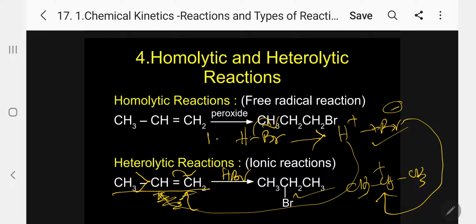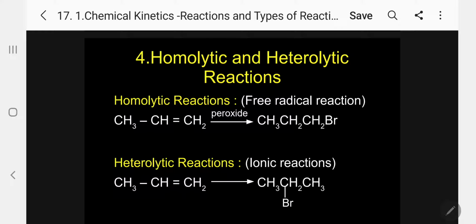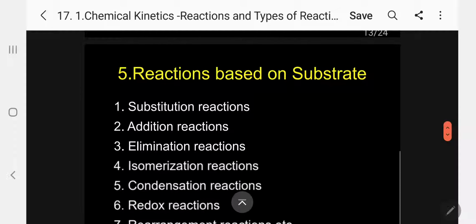In the second step, kindly follow, the electrophile attacks first on propene, converting CH2 to CH3 and forming a carbonium ion. Then in the third step, the nucleophile attacks the CH plus, forming 2-bromopropane. So this is the ionic mechanism, and that one is the free radical mechanism. Kindly follow. Next.